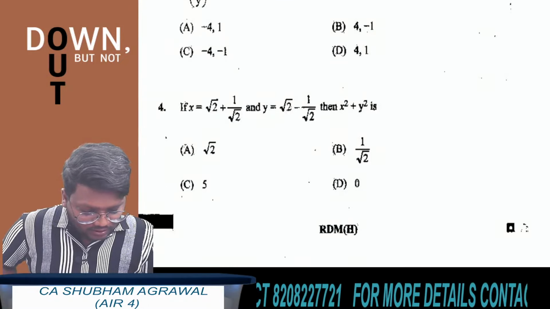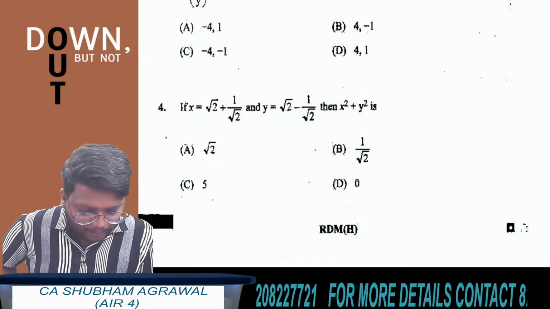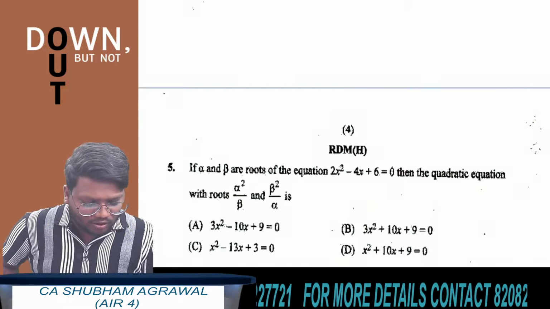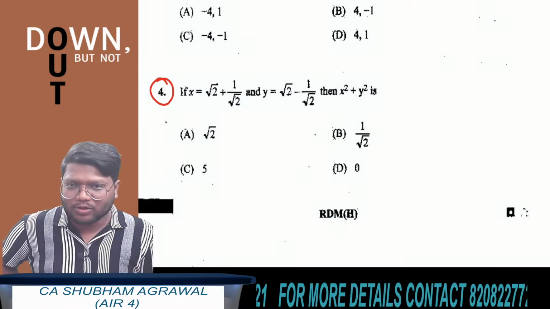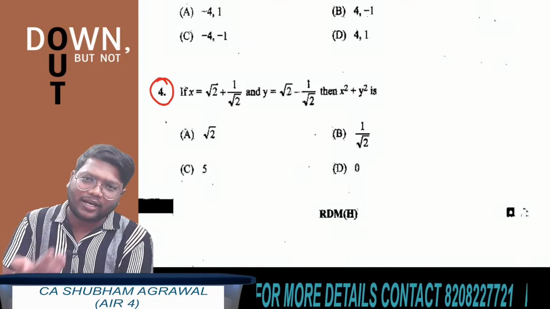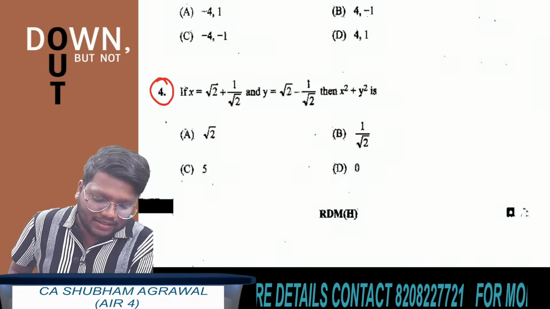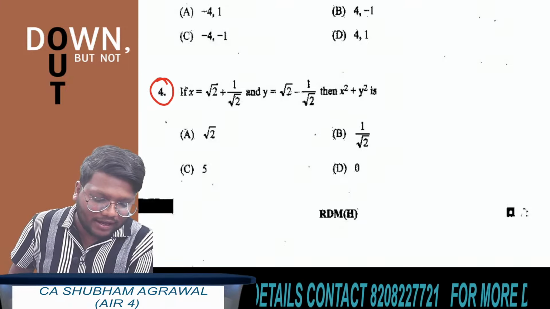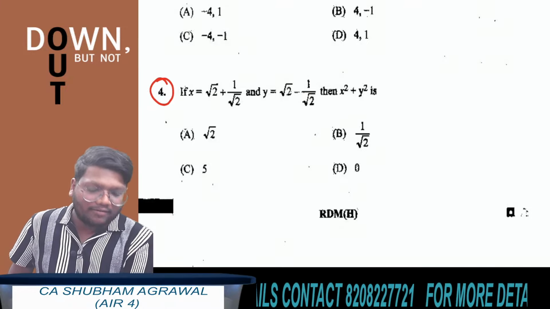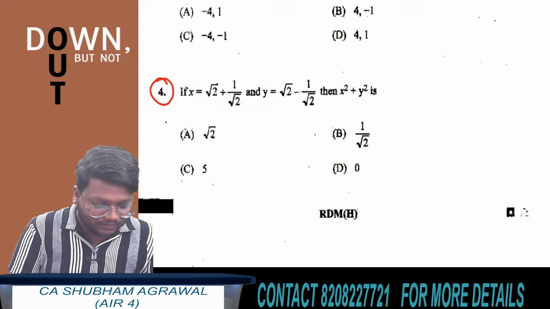Solve now this question number 4. This question is not of ratio, proportion, indices, logarithm. This question you can also take in equations also. Try to get the answer for this question number 4. x equals root 2 plus 1 by root 2 and y equals root 2 minus 1 by root 2. They have asked us the value of x square plus y square.